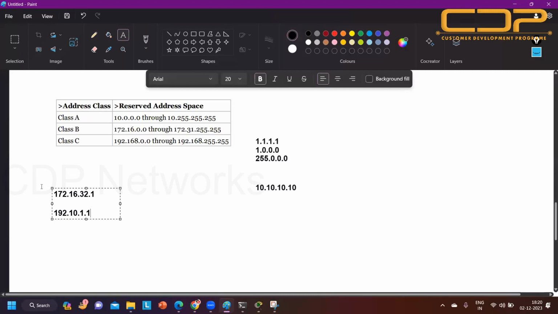Right. And after that, see, first we divide IP addresses into classes, then into private and public. Still, we had a shortage of IPv4 addressing. So then we came up with subnetting. So what is subnetting?